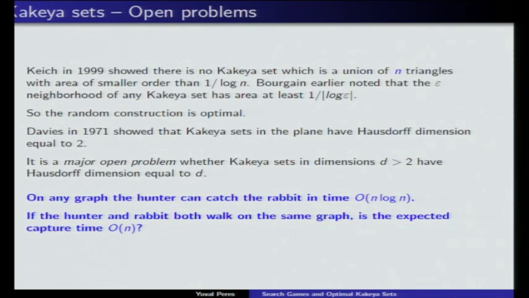This is open, and unfortunately, it doesn't seem like these constructions help in that direction. You can do something like this with multiple rabbits and multiple hunters, and I've played around with this, but I didn't get any novel results on Kakeya sets in higher dimensions that would help on that conjecture.